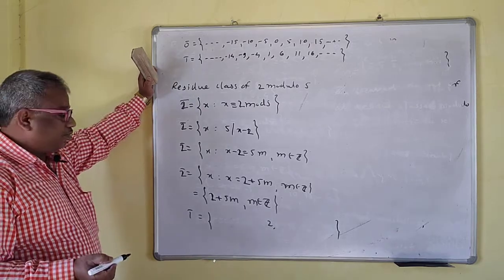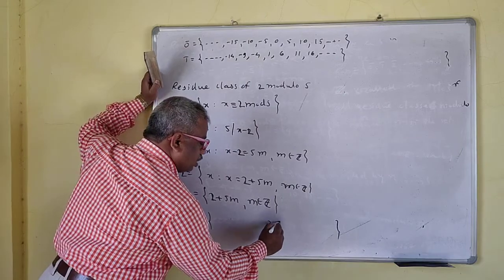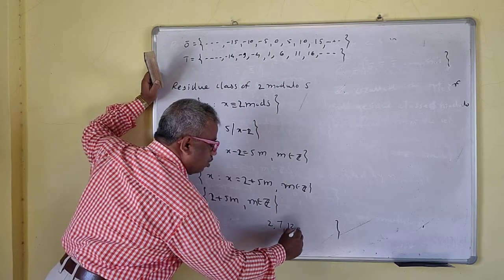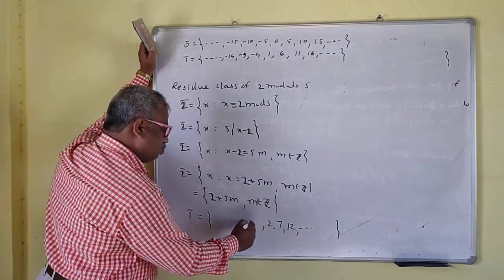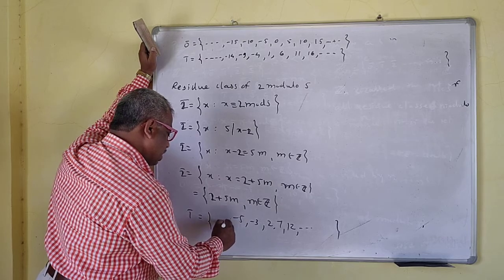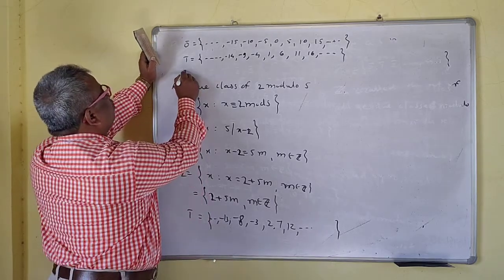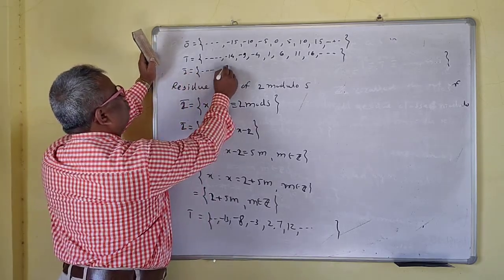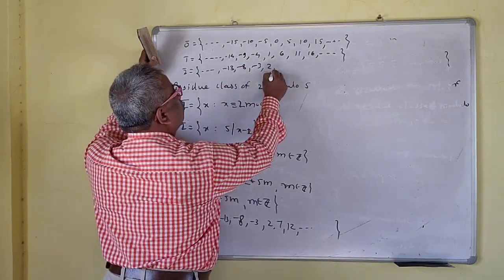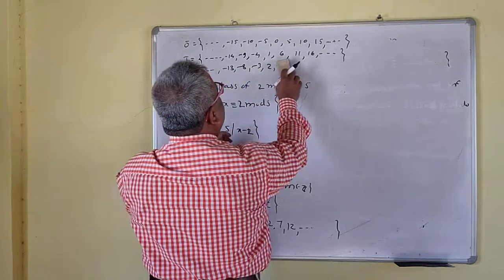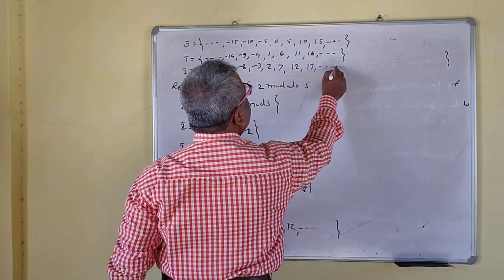M is any integer. Go on adding 5: this is 7, then 12, dot dot dot. And go on reducing by 5: minus 3, minus 8, minus 13, dot dot dot. So I write here 2 bar: dot dot dot, minus 13, minus 8, minus 3, 2, then adding 5: 7, 12, 17, dot dot dot.